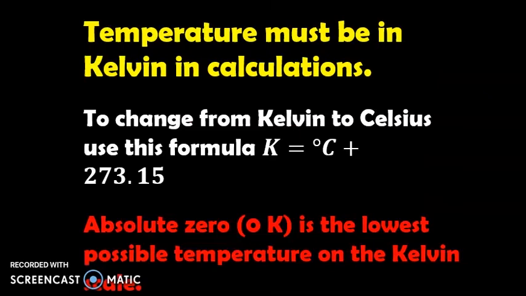3 things you should take note of in gas law. The first one is temperature must be in Kelvin in calculations. Kelvin is the SI unit of temperature, so you have to convert Fahrenheit and Celsius to Kelvin, and to change from Celsius to Kelvin, use this formula: K equals C plus 273.15. So in the exams, mostly you'll be given degrees Celsius, and Fahrenheit is rarely used, especially in the IB diploma. And absolute zero or 0 Kelvin is the lowest possible temperature on the Kelvin scale.